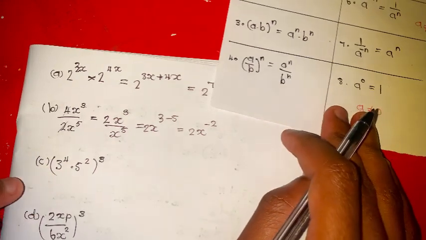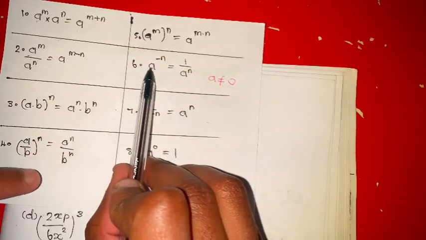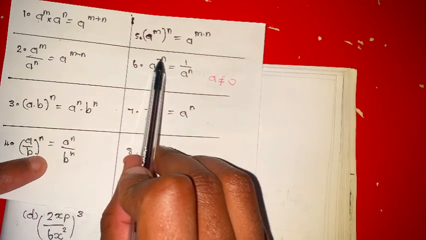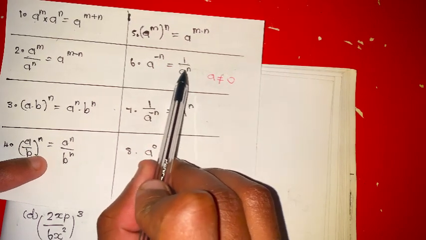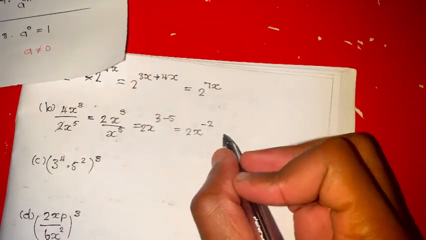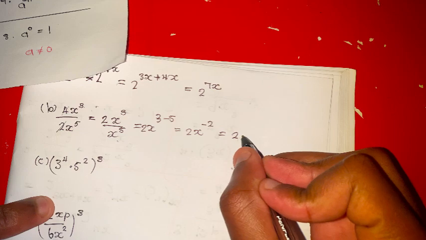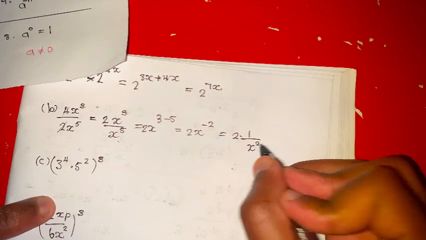Then you look at the laws again. When you have the base to the power of a negative exponent, you can express it as a fraction of 1 over the base to the power of a positive exponent. So looking at this one, you would have 2. So you'd have 1 over x squared.